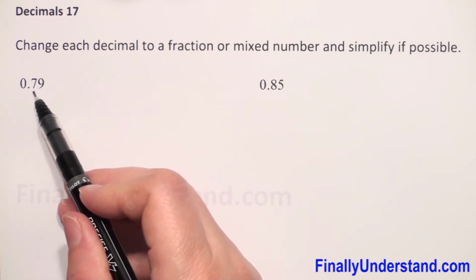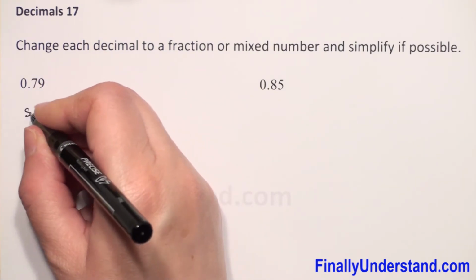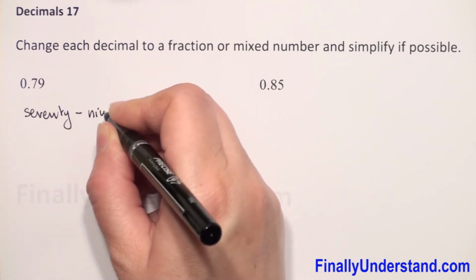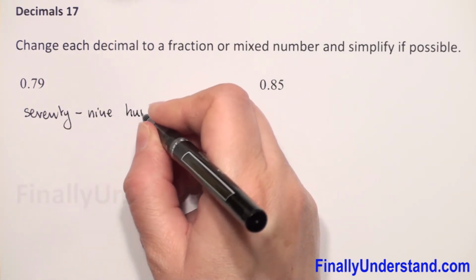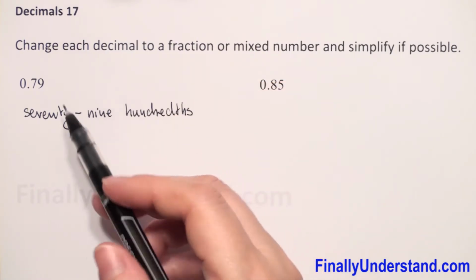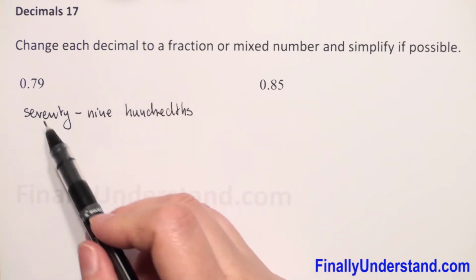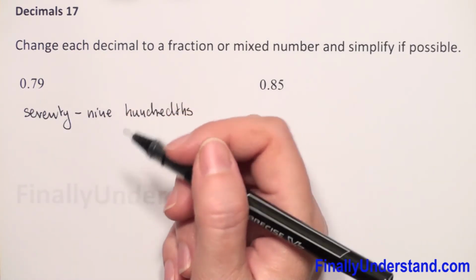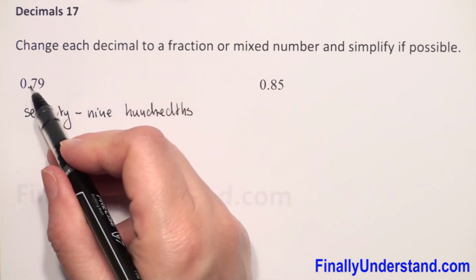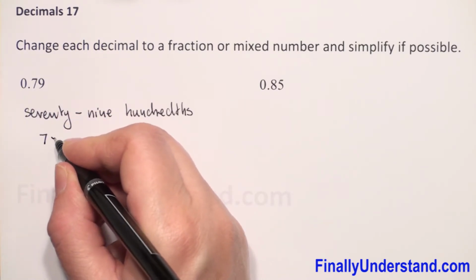This is 79 hundredths. Let me write this. This is 79 hundredths. When you read this number, it's very easy to write now this decimal number to fraction. Wherever we have after decimal point, we have to write this in the numerator.